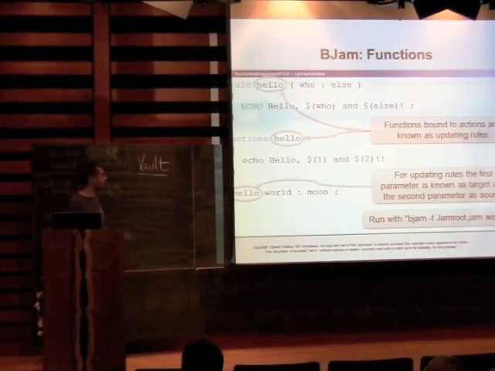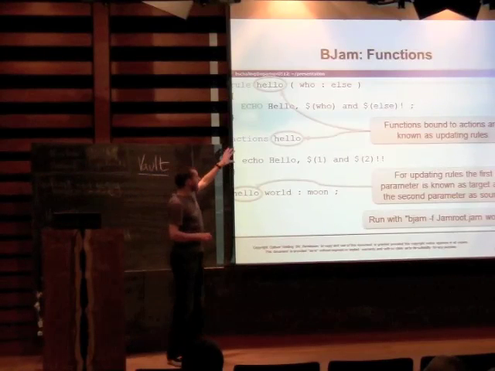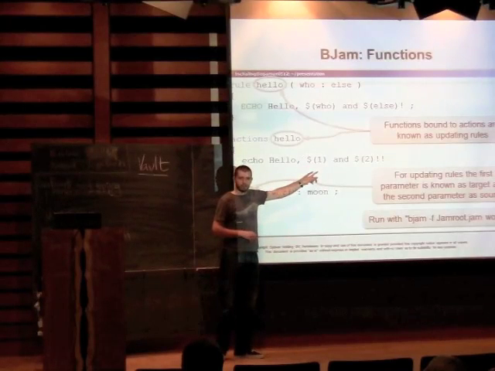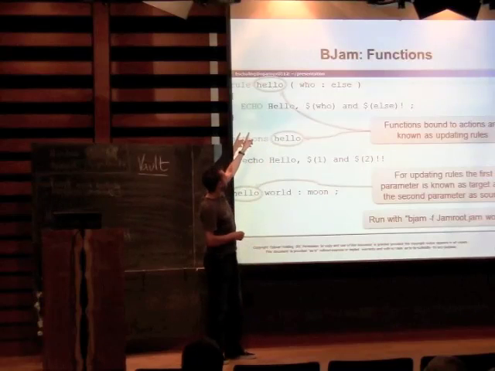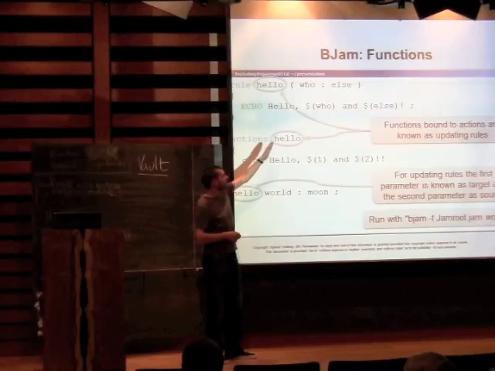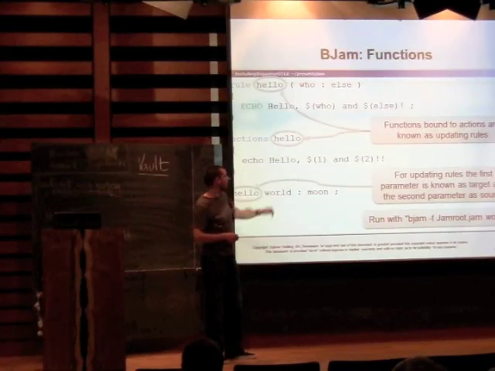There's one thing which is important. This action thing here can only access the first two parameters. Here with hello, or here with rule, you can add as many parameters as you want. You just need to add another column, and so on.